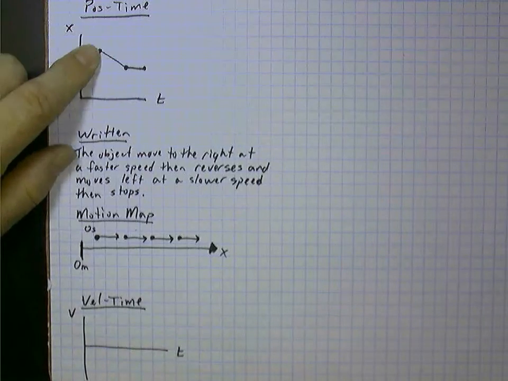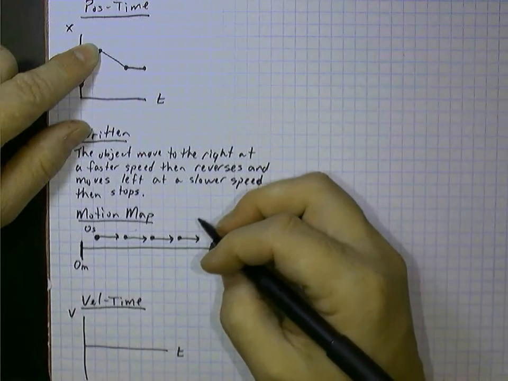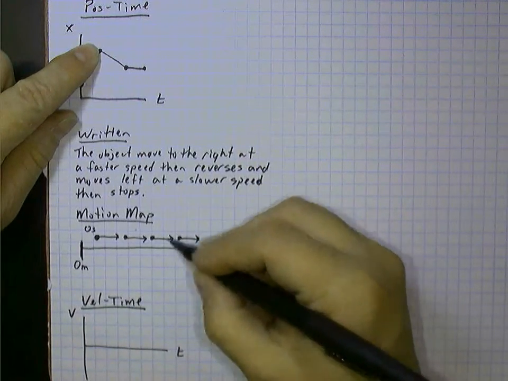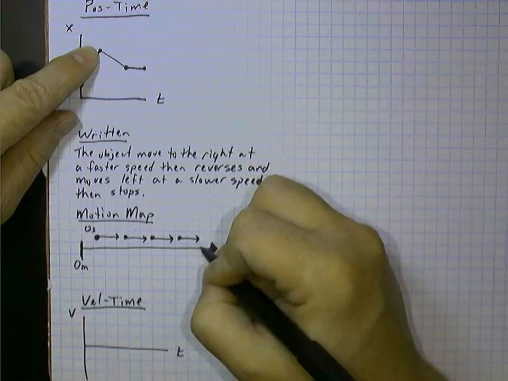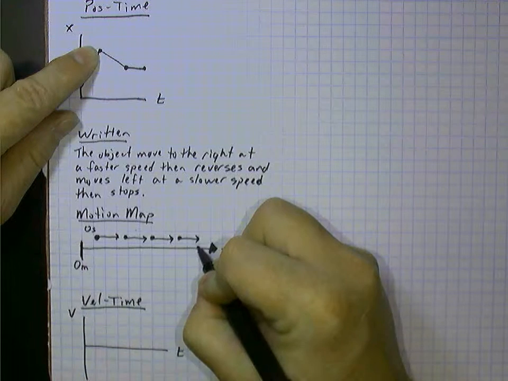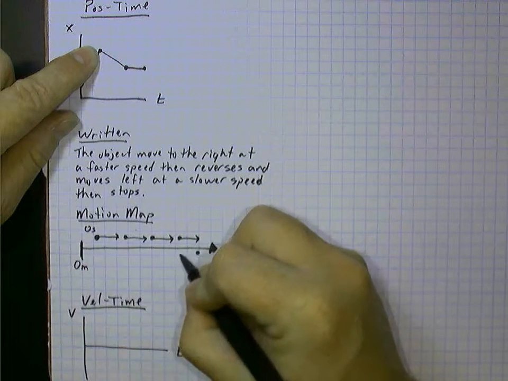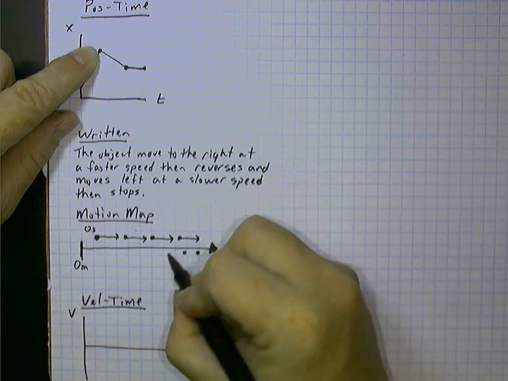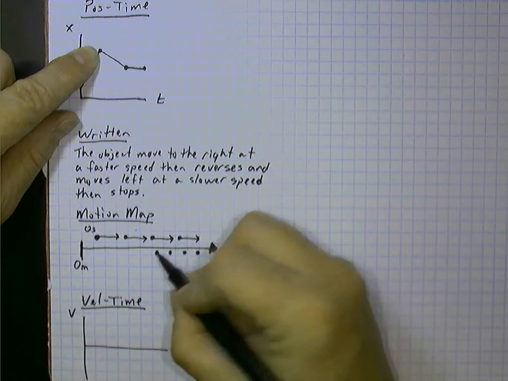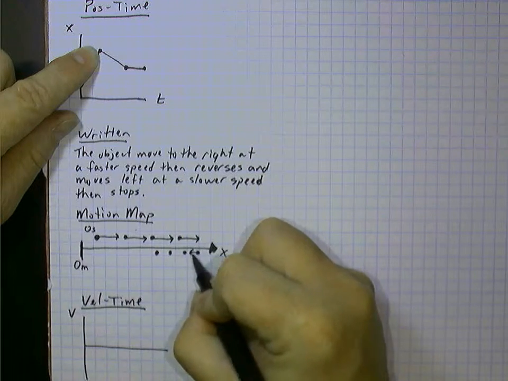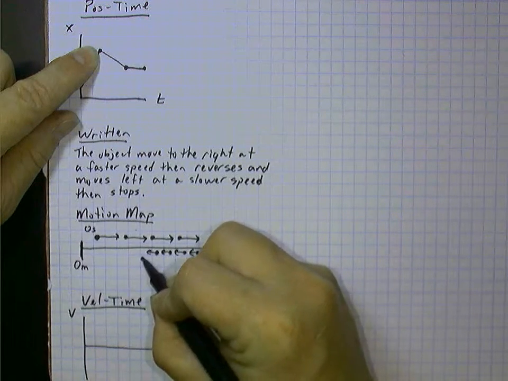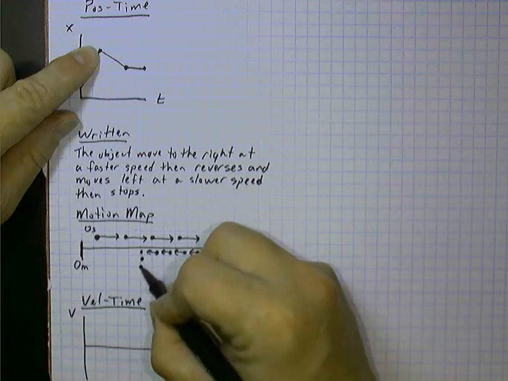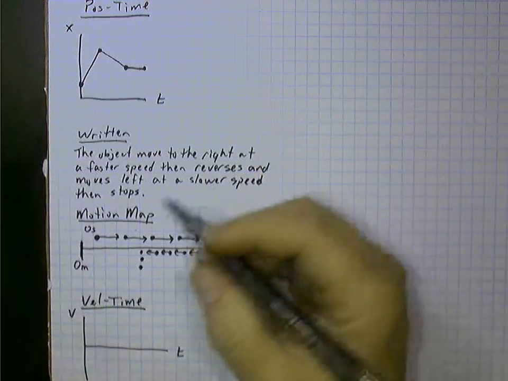I'm going to draw long arrows to represent a high velocity. Then, when it gets to this point, it reverses direction. Now, I don't want to draw arrows back on top of each other. It goes backwards at a slower speed, so maybe I'll put the dots here. They're going to be closer together than before because it's moving at a slower speed. Again, 3 or 4 dots for each line segment is usually sufficient. And then it stops and stays at this location for a while.